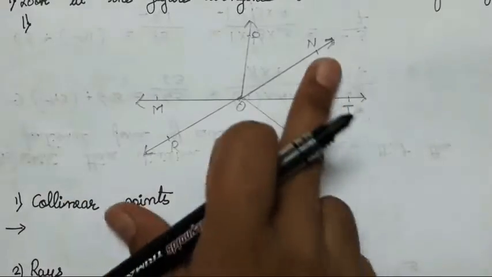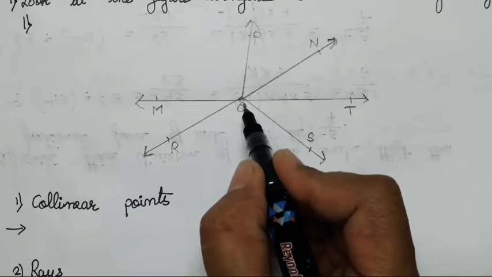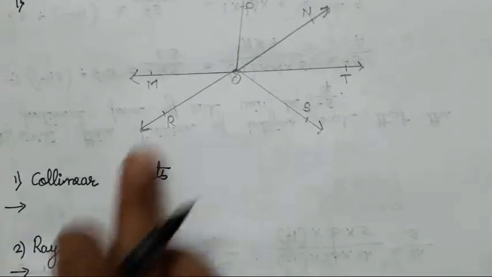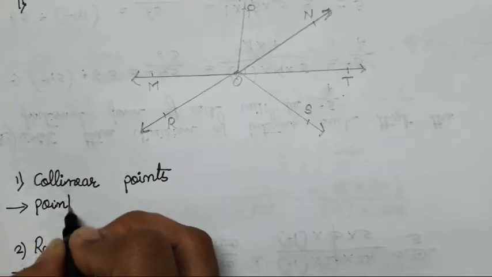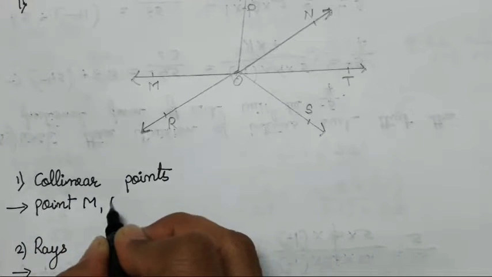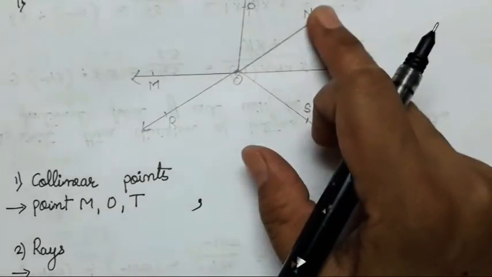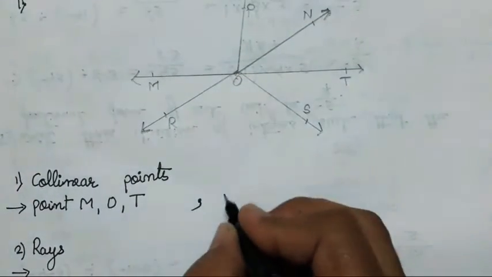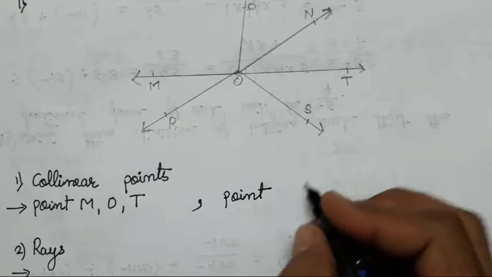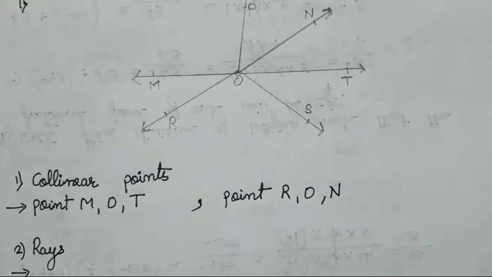Now from this figure we have to find which are collinear points. Collinear points matlab which come in a straight line. So M, O and T are the collinear points. Straight line में है, so we will write it down. Point M, O and T. This is the first set. Next is this also, R, O, N. Straight line. Okay, it is very easy to understand what are collinear points. So point R, O and N are collinear points.